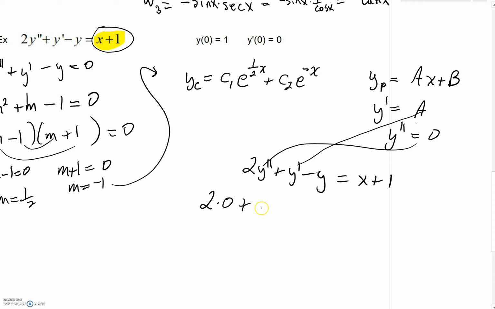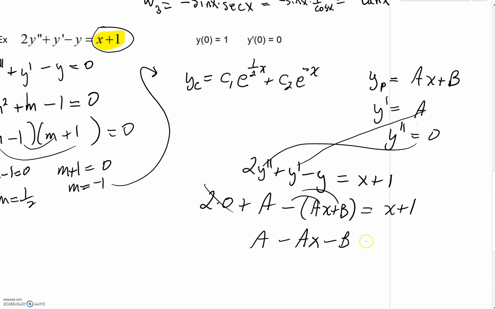Well, we'd plug in an a, and we'd say minus. Well, our y right here would be ax plus b, and then our right-hand side is just x plus 1. Well, you distribute this negative, and you'll have a minus ax minus b. And by the way, we're going to do some coefficient analysis right now. We'd have negative ax, then we'd say plus, here's an a minus b.